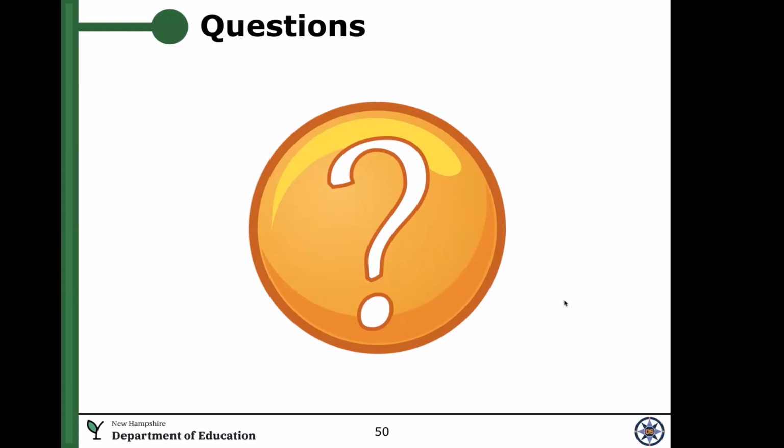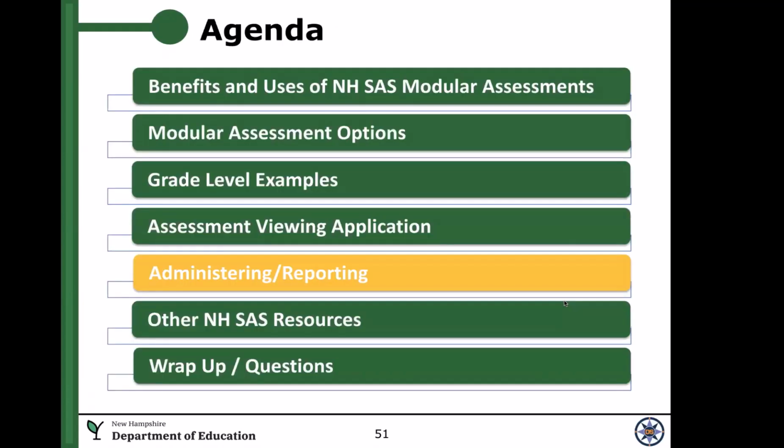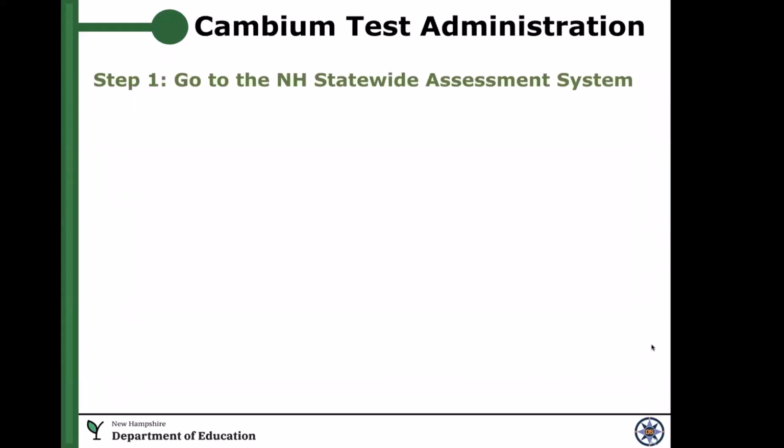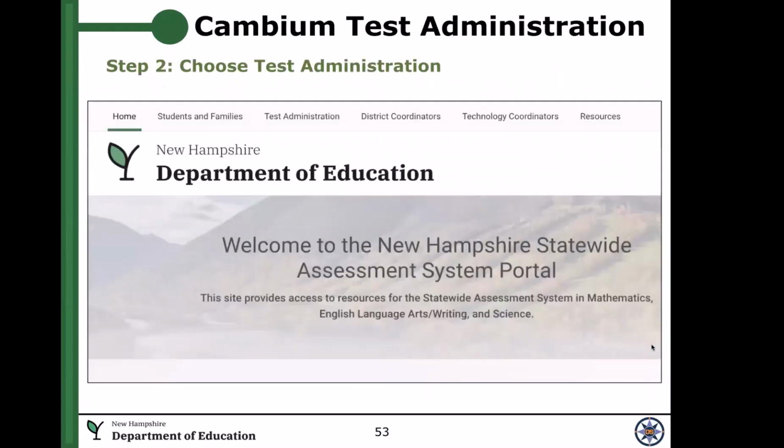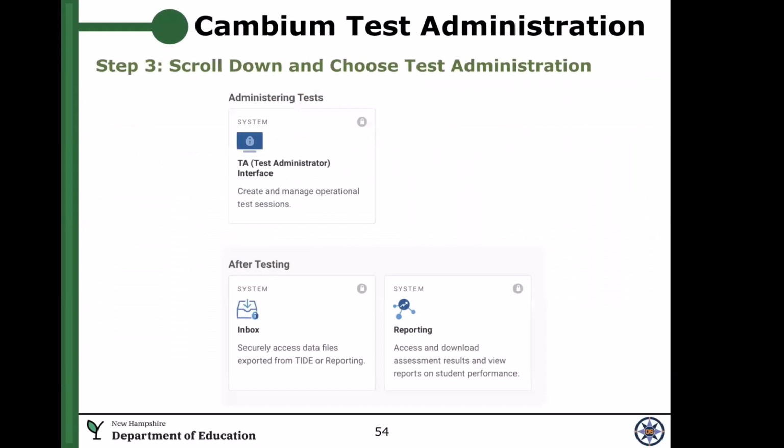Okay, great. All right, so if you decide you would like to administer an actual modular assessment, I want to walk you through how to do that as well. So first things first, you're going right back into that same portal. You're going to be choosing the test administration again. So again, you can do it here or further down on the page. And now underneath where you see the preparing for test, you'll have this administering test section and then the after testing. If you would like to administer, you're going to click right on this test administrator interface.